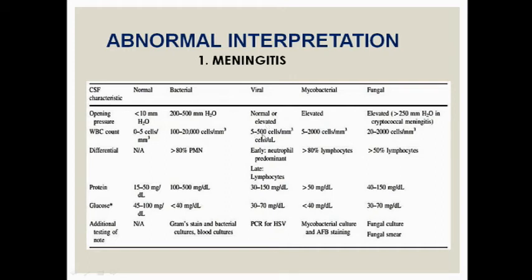What happens in viral meningitis? Opening pressure can be normal or sometimes may be mildly elevated. WBC count falls somewhere between 5 to 500 cells per cubic millimeter. And in the early phase of viral meningitis, the predominant cells are going to be neutrophils, and in later stages it can be lymphocytes. Okay, if at all neutrophils are predominant, take it for granted that it is an early stage of the viral meningitis.